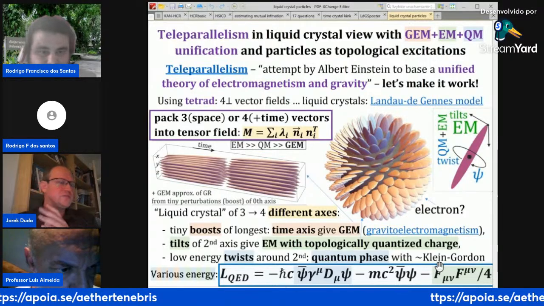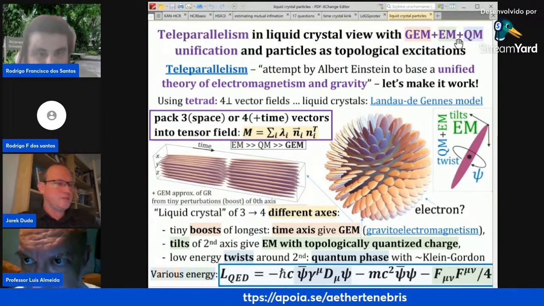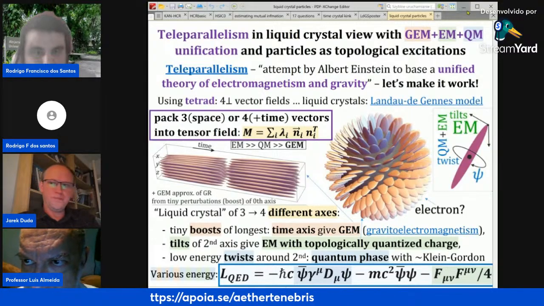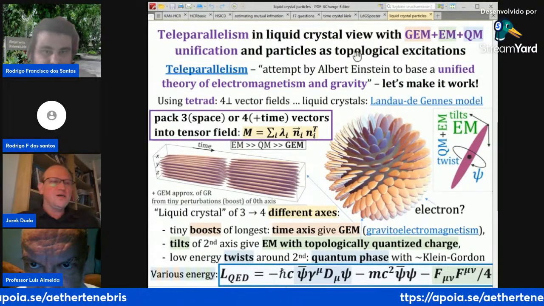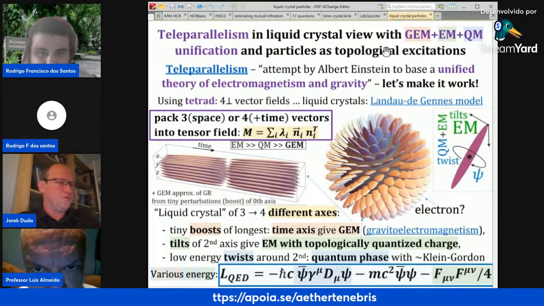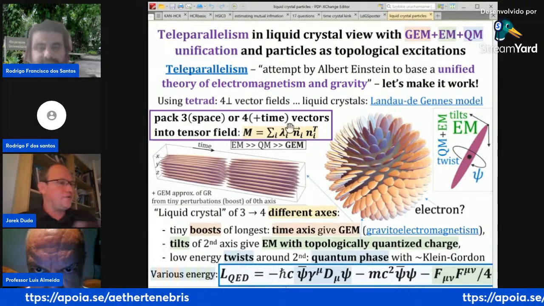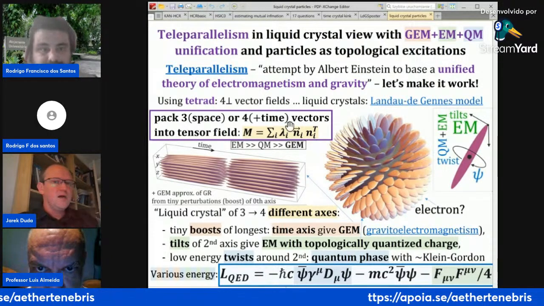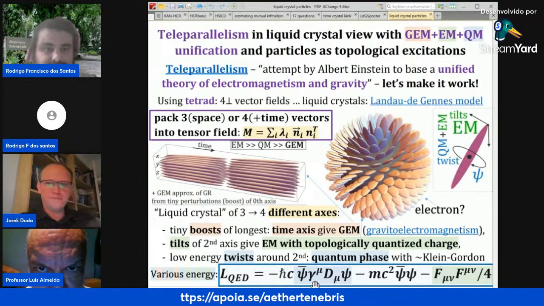So finally, from the dynamics of this tetrad, 4 vectors, you get unification of gravity plus electromagnetism plus quantum phase evolution. I believe this way we can finally make happen Einstein's dream of unification of gravity with electromagnetism, with the main difference that we recognize the four vectors. They are not the same. They correspond to different lengths as energy contributions in the Lagrangian.